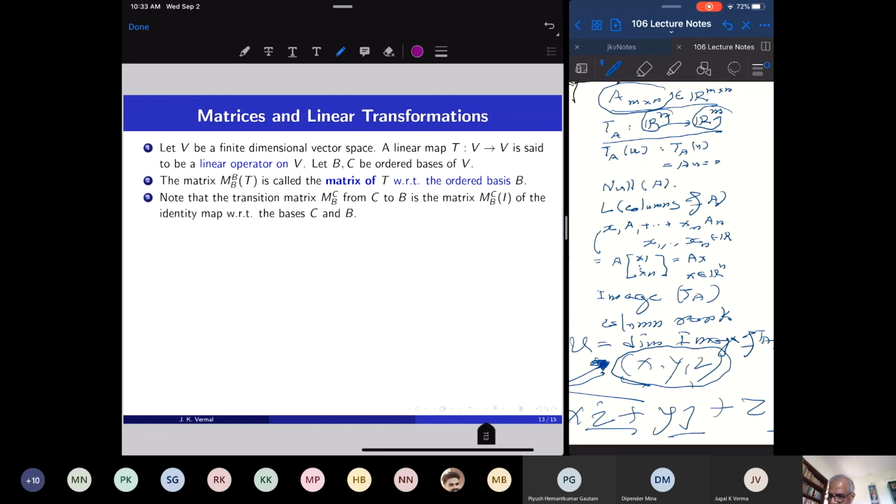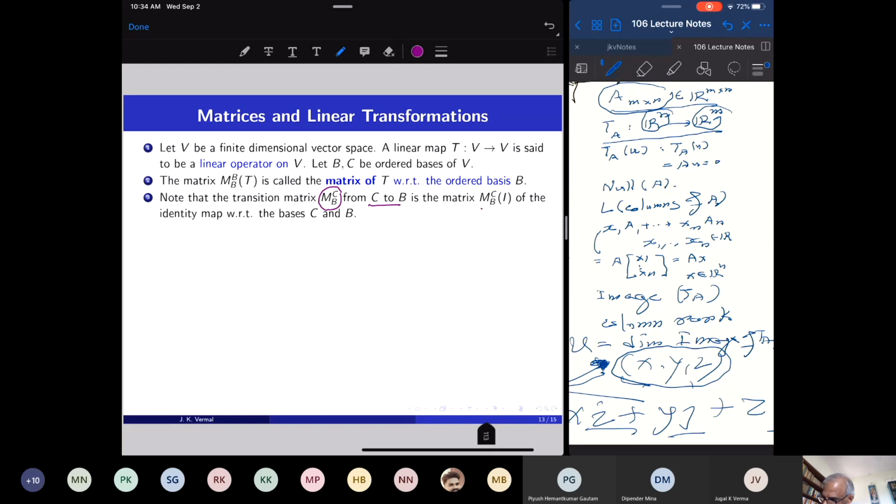Now I can do this for another basis C and find the matrix of the same linear transformation with respect to another basis. To connect these two matrices, I will take help of the transition matrix. I introduced earlier the transition matrix MCB from C to B. Let's understand what MCB is.